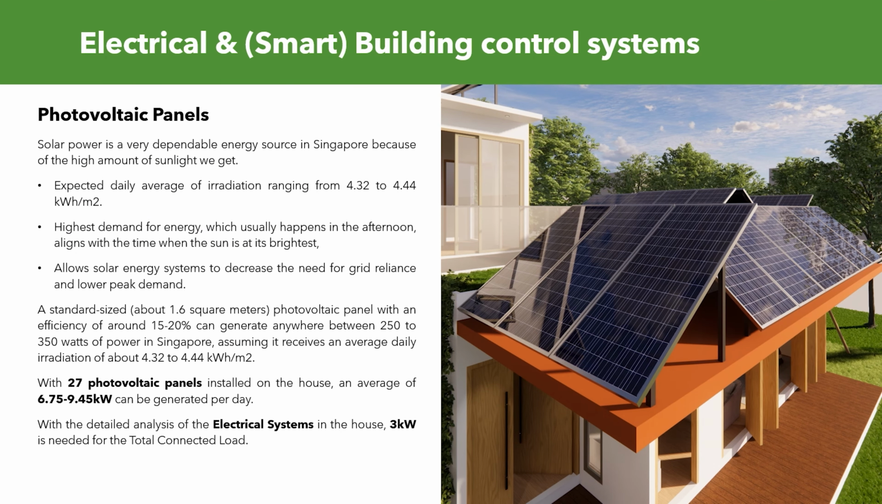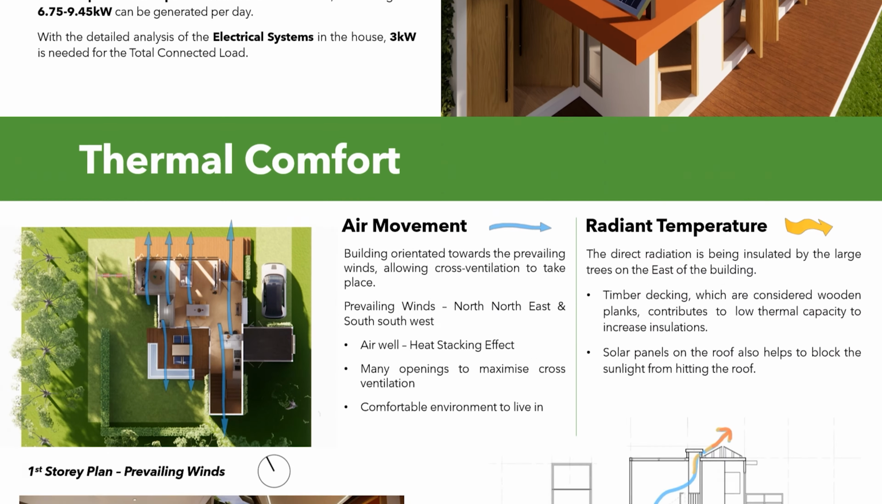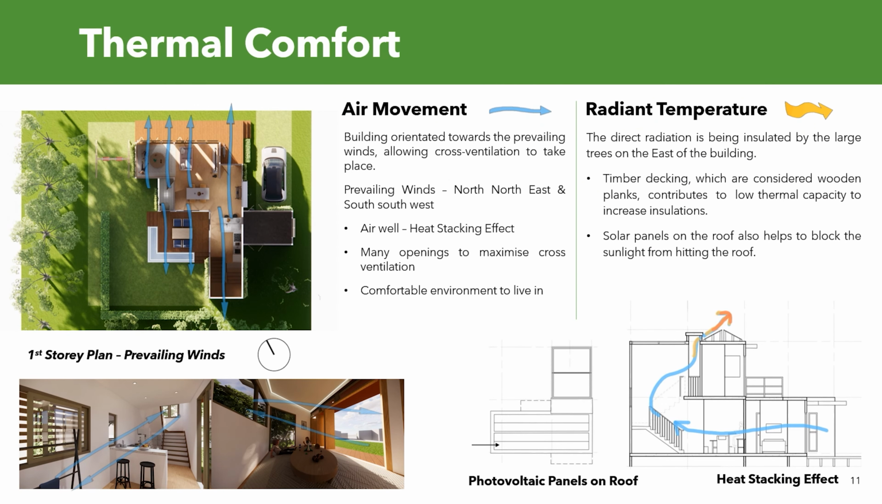A standard size solar panel can generate about 250 to 350 watts of power with an average daily irradiation. So with 27 panels in place, 6.75 to 9.45 kilowatts of power can be generated per day. As I calculated previously in the previous slides, the total connected load for the electrical system in the house is 3 kilowatts. The building is orientated towards the prevailing winds to allow for cross ventilation to take place.